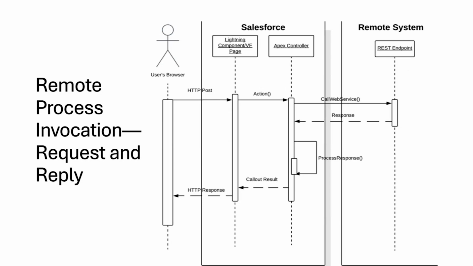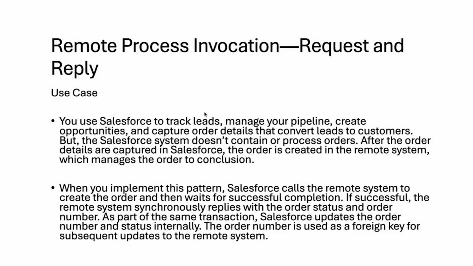It's not like it's left with that. The transaction is still alive till we get the order status and the number. Then we store the data in Salesforce and show it in the UI. That's why it's called request and reply. And if any failure occurs, we get to know in the transaction only. Like if the order failed, the remote system will respond that the order is failed. So this is the best solution that we can use for this request and reply use case.